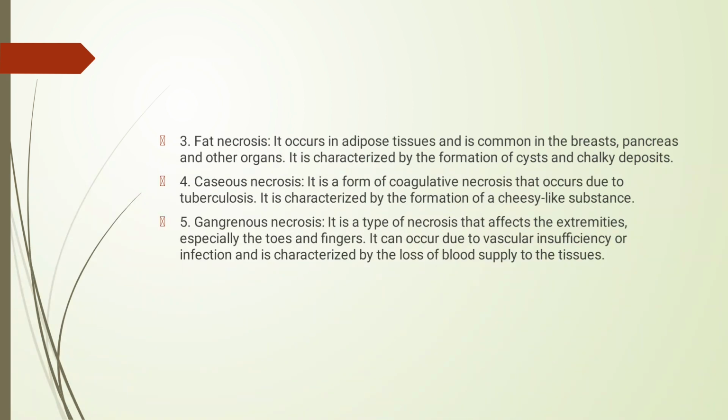Then there is fat necrosis. It occurs in adipose tissue, mainly in the breast, pancreas and other organs. It is characterized by the formation of cysts and chalky deposits. Then caseous necrosis occurs due to TB. It is characterized by the formation of a cheesy-like substance. Then gangrenous necrosis is a type of necrosis that affects the extremities, especially the toes and fingers.